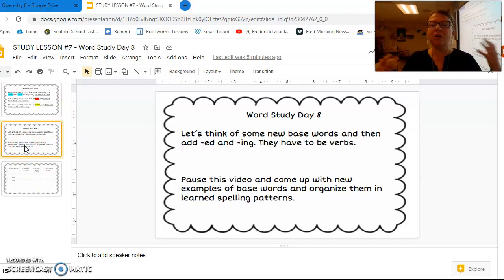So let's think of some new base words and then add our suffixes ed and ing. Remember that they have to be verbs, okay? So pause this video and come up with new examples of base words. Make sure you have at least 3 verbs, and then we're going to organize these words in our learned spelling patterns. So now it's the time for you to pause the video and write down 3 verbs.